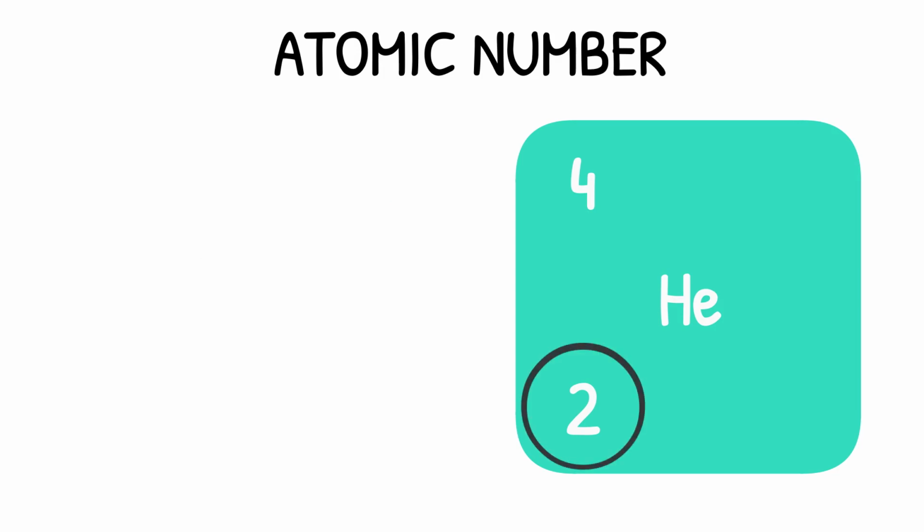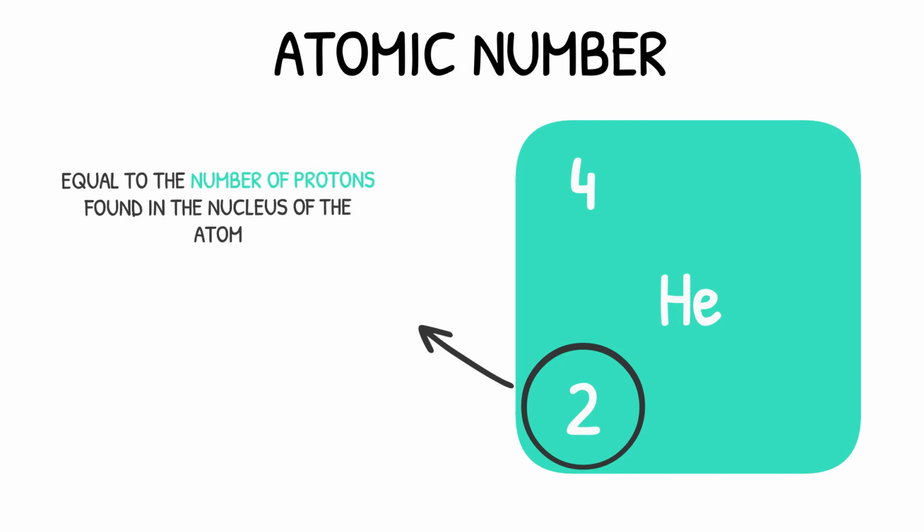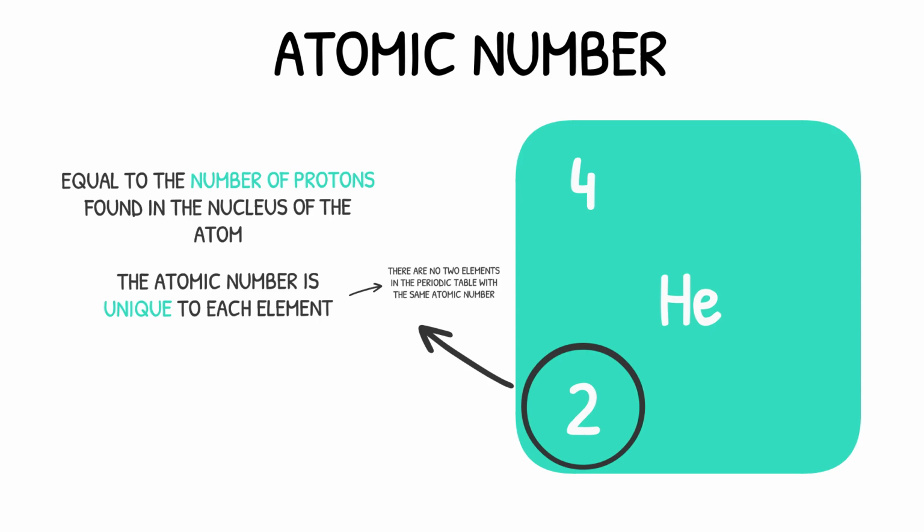This number here is the atomic number. The atomic number of an atom tells us the number of protons that can be found in its nucleus. The atomic number of an element is unique to that element. In other words, there are no two elements in the periodic table with the same atomic number. If you change the atomic number, you change the element.